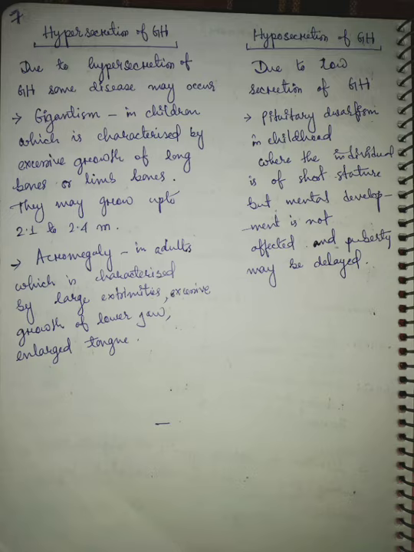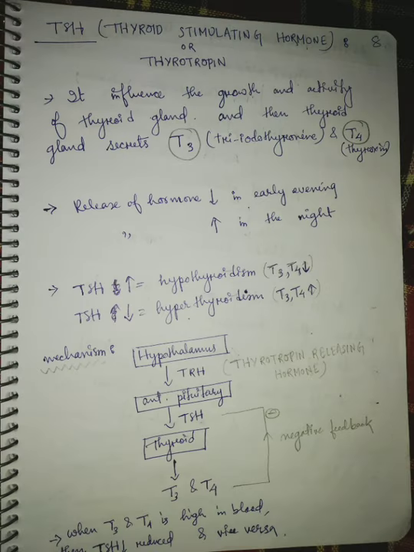When there is less secretion of growth hormone, what happens? Dwarfism occurs. Pituitary dwarfism in childhood occurs, where the individual is of short stature. The person becomes short, but mental development is not affected here. The person is mentally fit, but his stature is short, and puberty may be delayed.